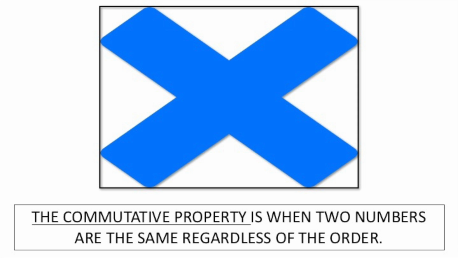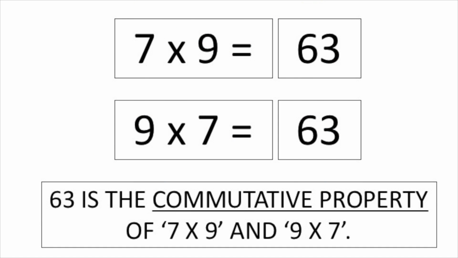And the first one, the commutative property, is when 2 numbers are the same regardless of the order. Yes. Now let's look at some examples about what we mean about commutative property. 7 times 9 equals 63. Really? Yes. Are you sure? Yes. Okay, let's see. 7 times 9 equals 63.